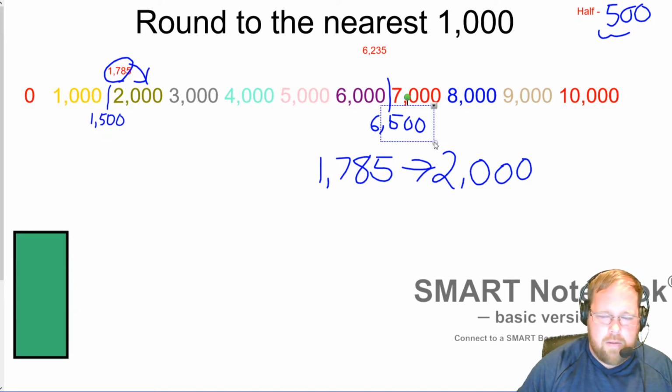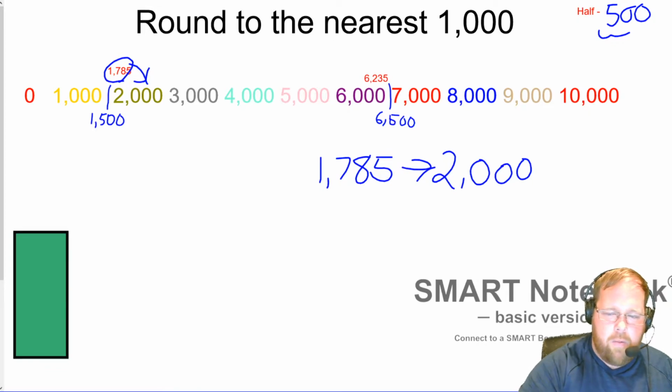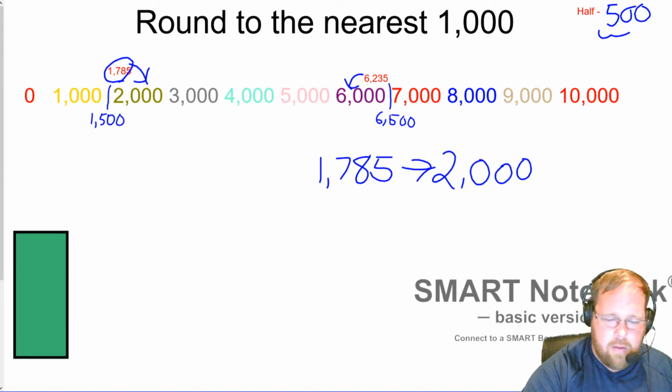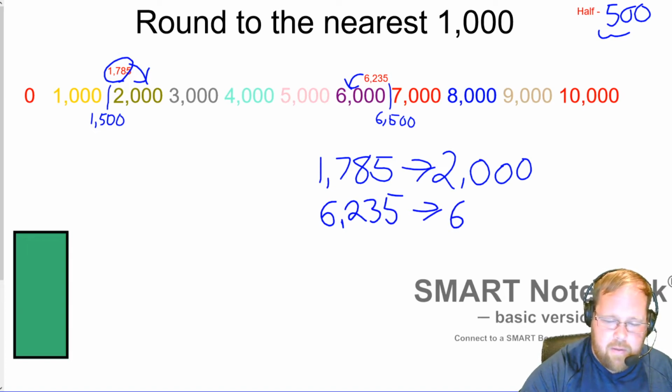Make it smaller, of course. Oh, whoops. 6,500. If we were counting, where would we place it? 6,000, 6,100, 6,200. Exactly. We did not pass by 6,500 yet. So it's on this side. And we round down to 6,000. So 6,235 rounds to 6,000.